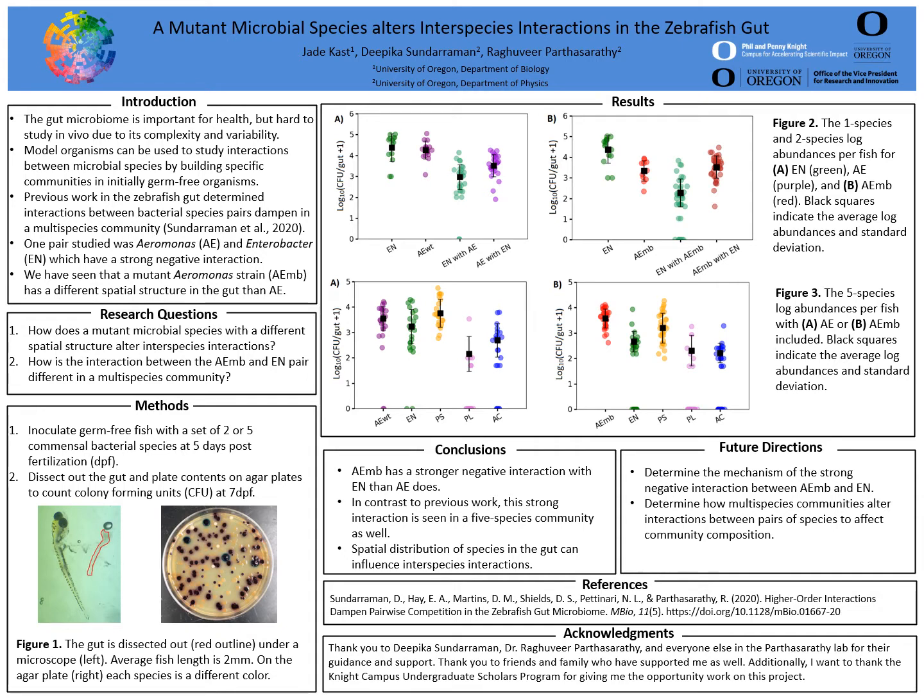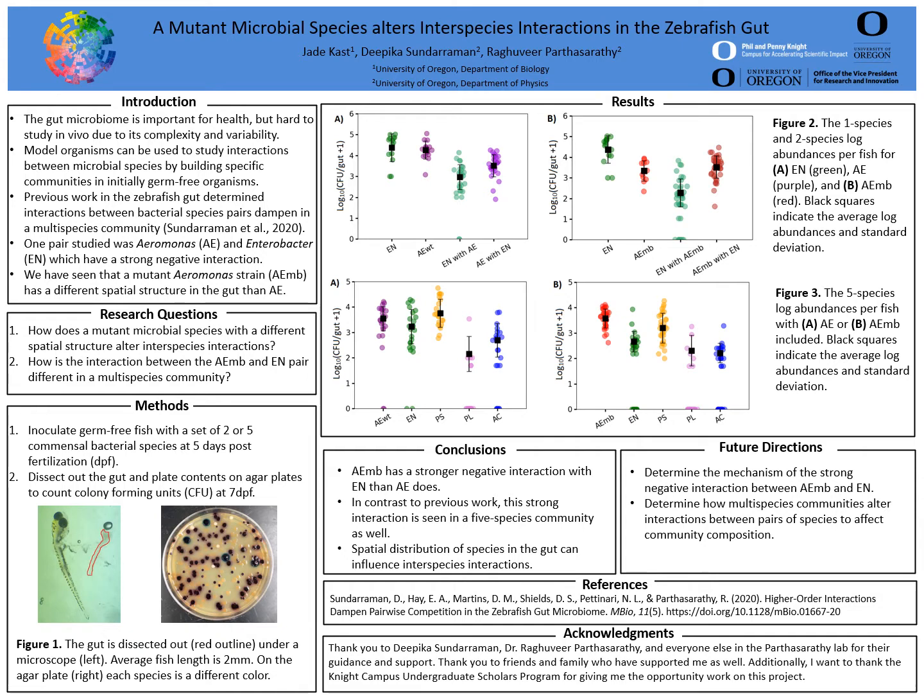Moving on to my results, figure 2a shows the log abundance of Enterobacter in green and Aeromonas in purple, in 1 species experiments, meaning they were the only species in the gut, and in 2 species experiments, meaning when both were present in the gut. The average Enterobacter log abundance shown by the black square drops by an order of magnitude when present with AE, which is consistent with previous work showing they have a negative interaction.